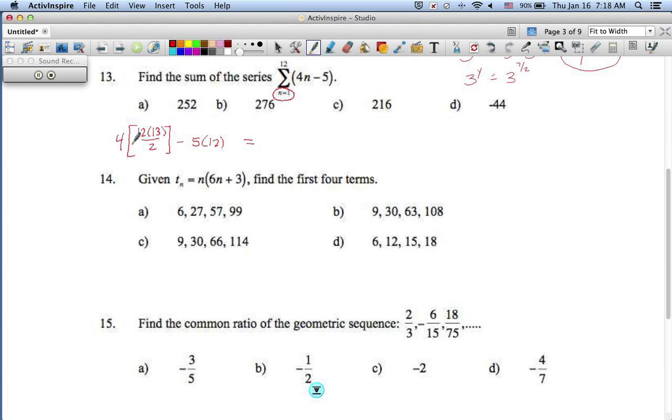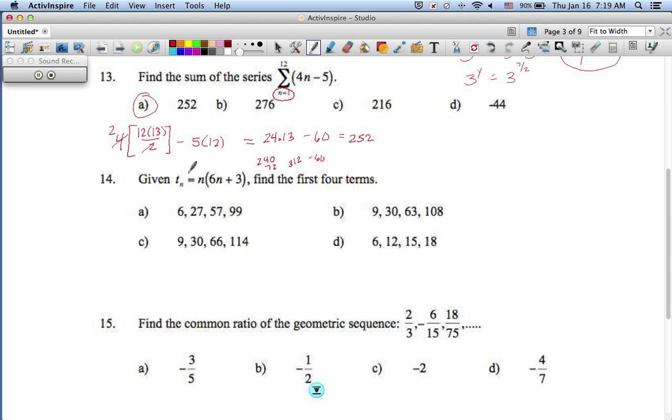So what do I have here? 4 and 2 reduce. So I'm looking at 24 times 13 minus 5 times 12 is 60. Well, 24 times 10 is 240. 24 times 3 is 72. So that's 312 minus 60. Looks like a 252. So that would be A.